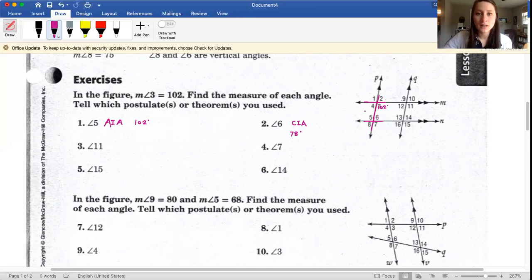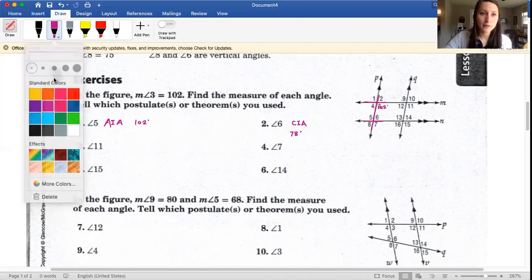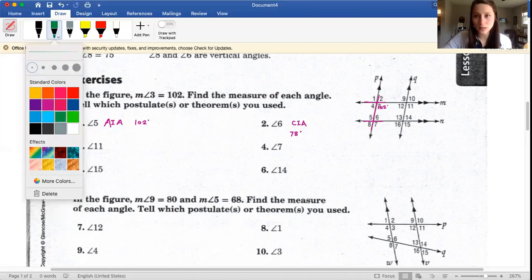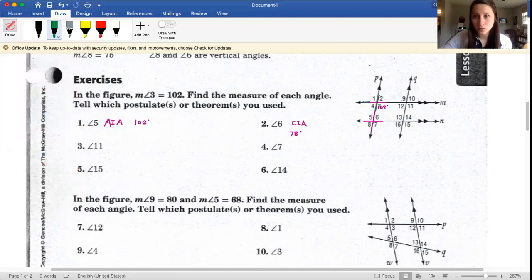Okay, angle 11. If we're looking at angle 3 and angle 11, what's the relationship between the two? The lines that form those angles we're looking at specifically, angle 3 and angle 11, would be right here, or these lines, right? P, Q, and M is the transversal. So 3 and 11, the relationship between the two is that they are corresponding angles. So if they're corresponding, they are also congruent, which means 11 is 102 degrees.